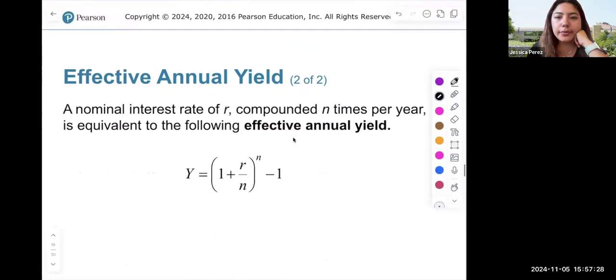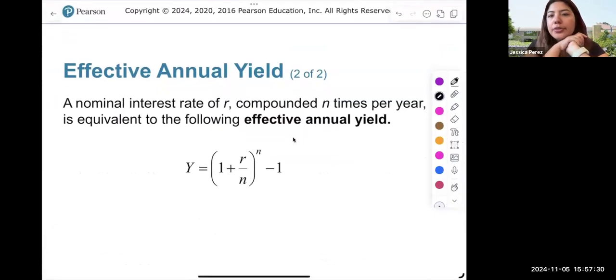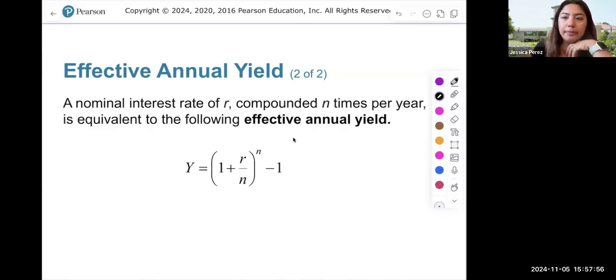So we're going to use this formula. The nominal interest rate of R compounded n times per year is equivalent to the following effective annual yield. Depending on how much it's compounded, that's how much interest you're going to pay. This effective annual yield has the formula y equals 1 plus R over n, raised to the n, minus 1. So we will use this to find the nominal interest rate of R.